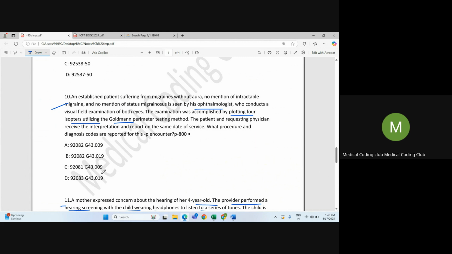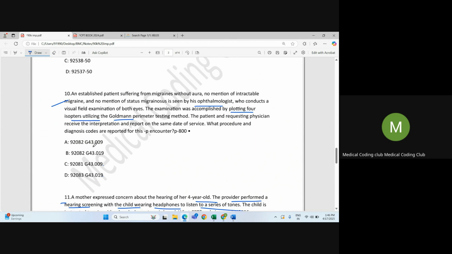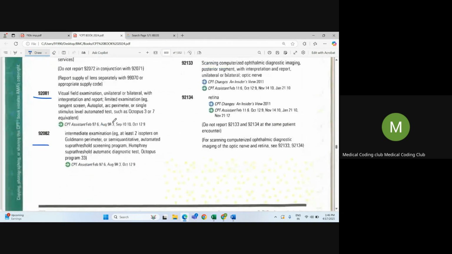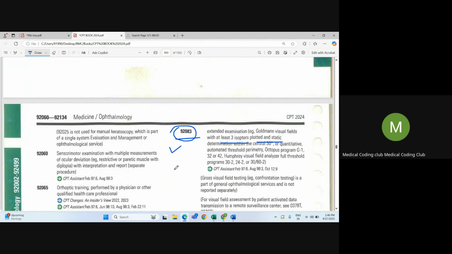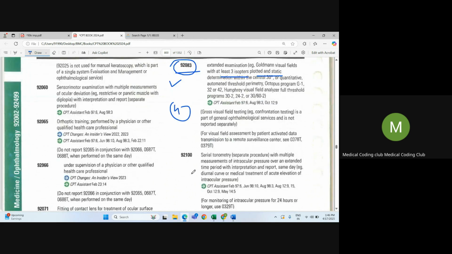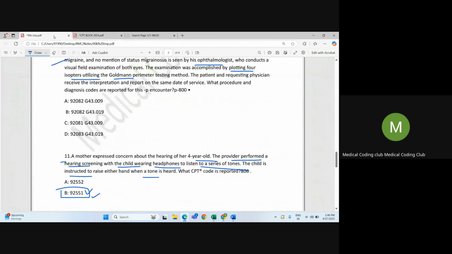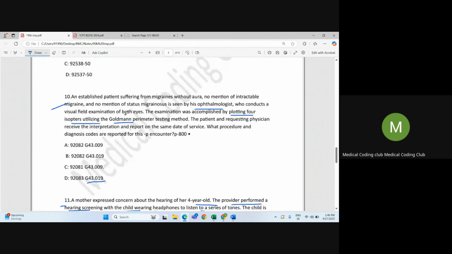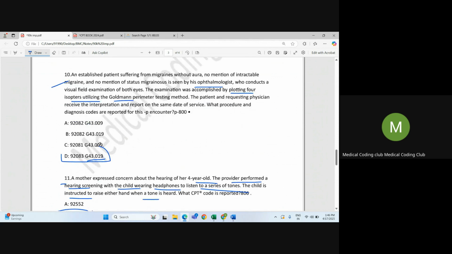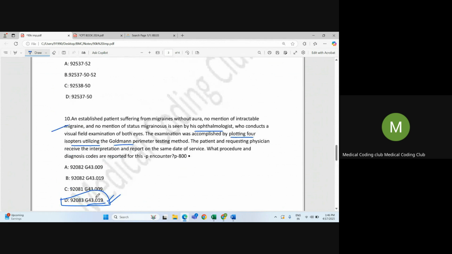So please check, since I don't note down the ICDs. Check the answer for this. I'll try to give the answer here. 92083 is what? Okay, at least 3 isopters. So 92083 is correct. Since we have 4 isopters, you can select at least 3 isopters. With 92083, check for this ICD G43019. I think it is related to migraine. So option D is correct. Please look for the ICD also.